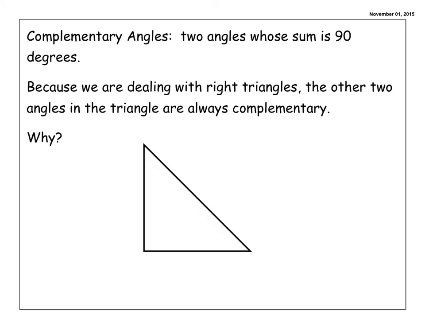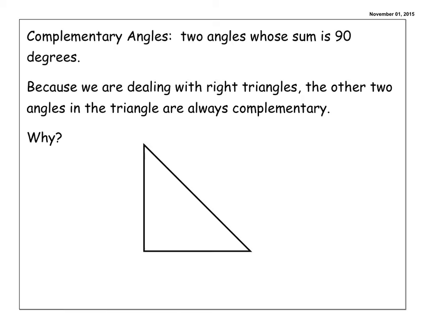Now, last part for our lesson today was to talk about what happens when we have complementary angles. Now, first thing we've got to do is we've got to go back and review a vocabulary word from Module 1. And that vocabulary word is complementary angles. And complementary angles are 2 angles whose sum is 90 degrees. Now, what statement I have here is because we are dealing with right triangles, the other 2 angles, so the 2 angles that are not 90 degrees already, are always going to be complementary, and I want to know why.